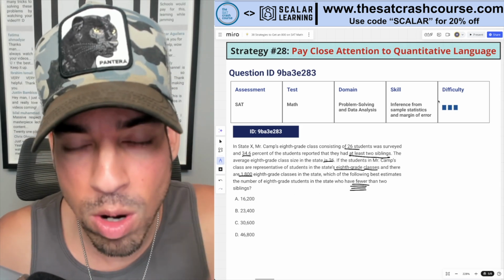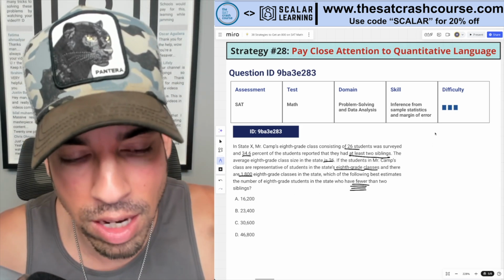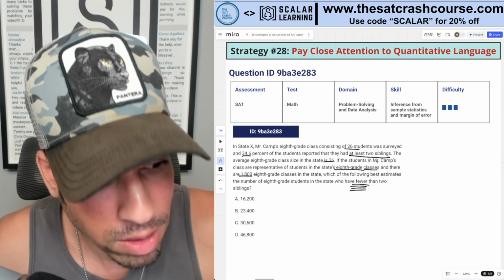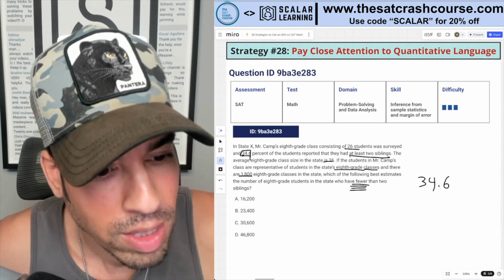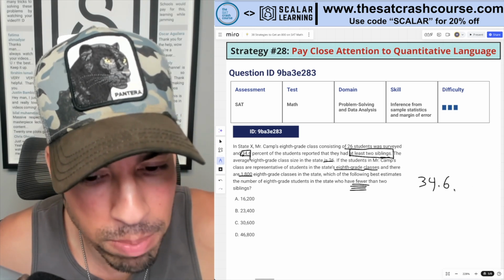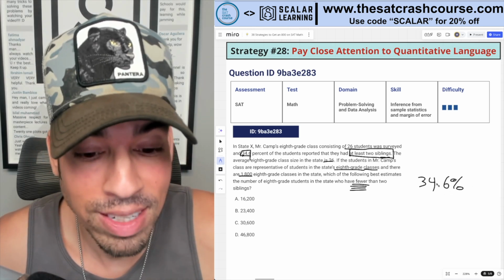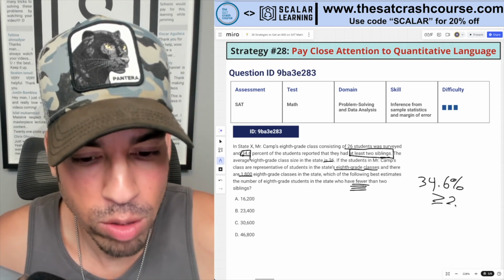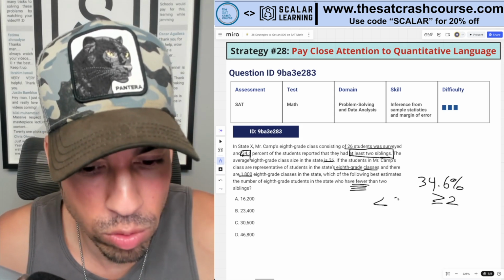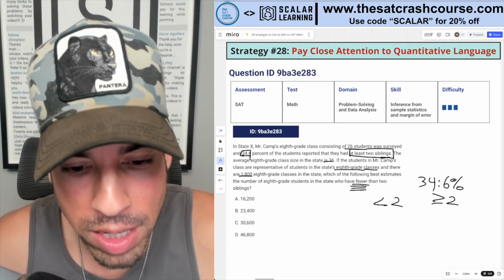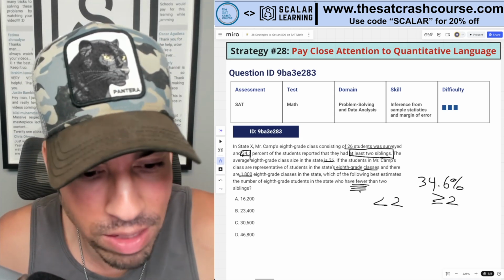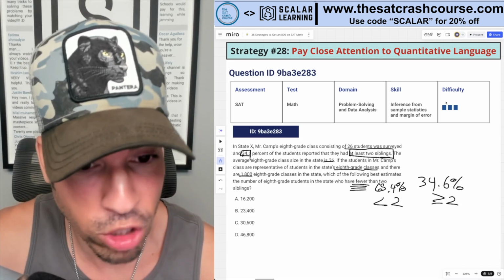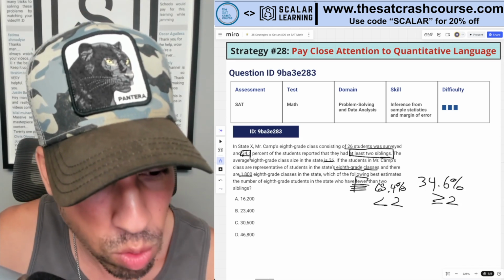This is the key. This is the quantitative language that we have to watch out for. Again, all these questions are high difficulty, but this is the trick, right? Because with this important percentage, this is at least 2 siblings. Fewer than 2 siblings is not this. It's everything but this, right? This is greater than or equal to 2. If I want less than 2, it's going to be the remainder. So it's 100 minus this, which I can do mentally, is 65.4%. If you miss this little detail, you're hosed. You're going to get this question wrong. So be very mindful of that quantitative language.